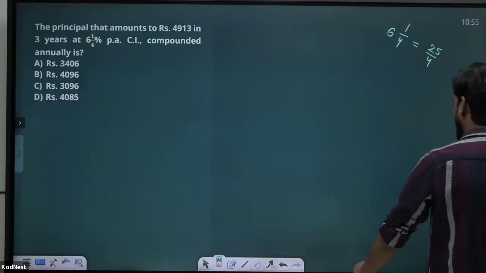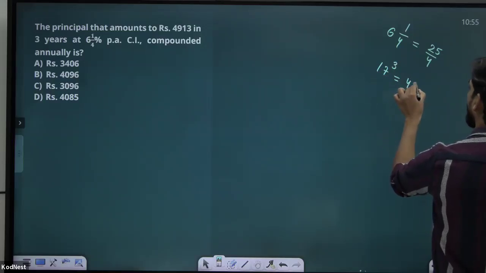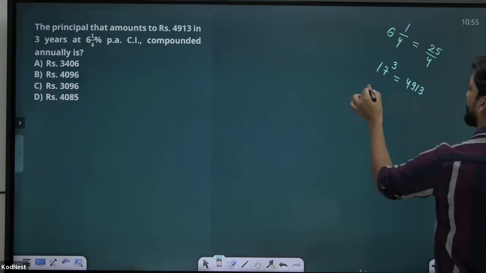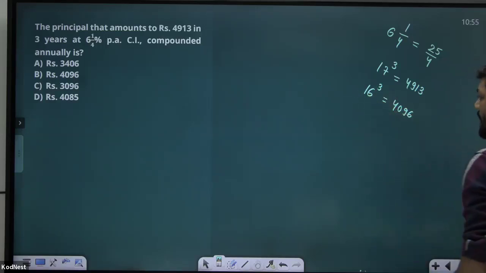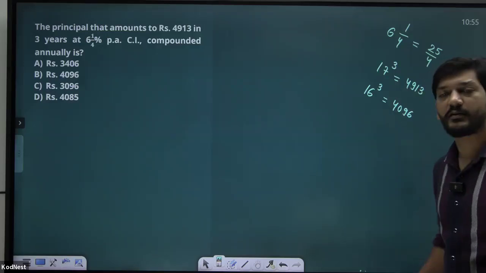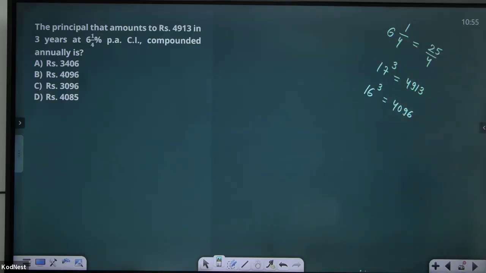One more hint I am giving you. Only for calculation purposes, 17 cube is 4913 and 16 cube is 4096. Why I have written this, you will understand once you write the values in the formula. These two values become important whenever 6 whole 1 by 4% comes. That's why these two cubes are important. Their squares also will become important.